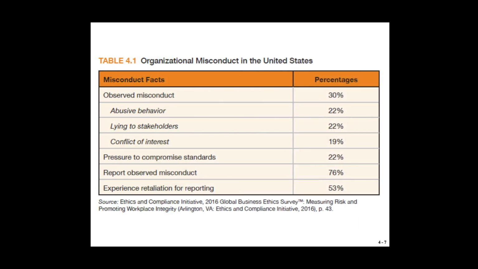Now, we give you here an illustration, a table from your textbook. You see it's table 4.1 from the text. Some common areas of organizational misconduct in the United States. And so you can see here the observed misconduct by type and percentages, right? So you can see abusive behavior in the workplace. You can see lying to stakeholders, whether that's owners or whether that's the public or whether that's customers. You can see folks giving into conflict of interest and their relative percentages.